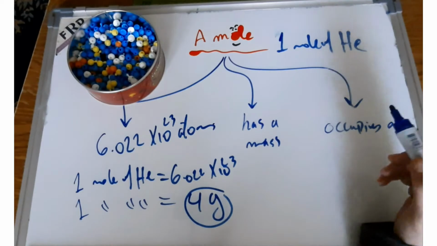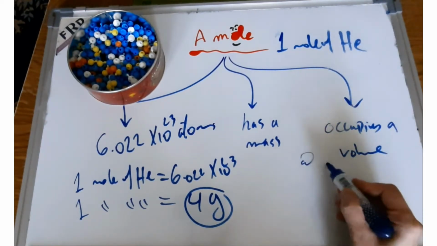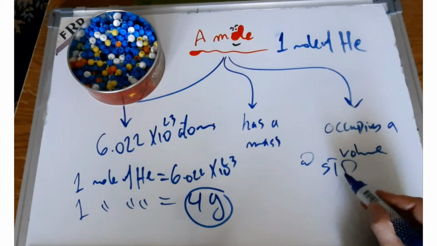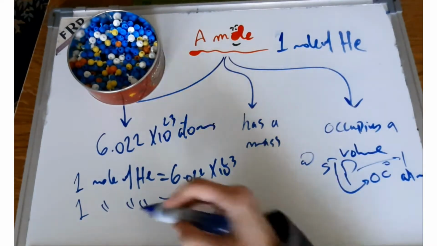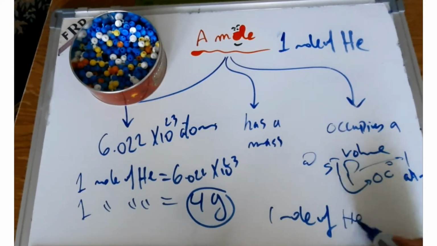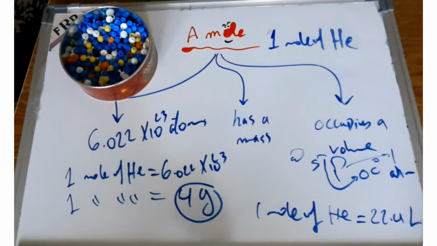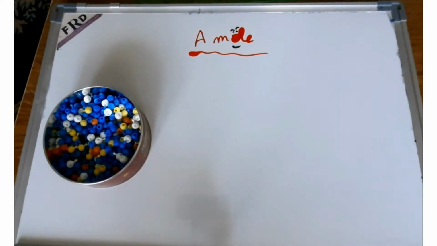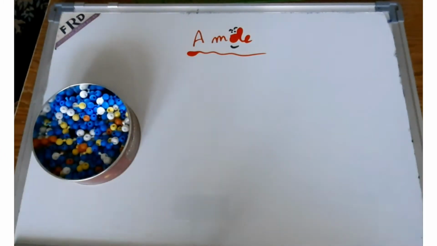And we said a mole occupies a volume. And this volume, of course, is at STP, standard temperature and pressure, and we mean by it 0 degrees Celsius and 1 atmosphere. So one mole of helium equals 22.4 liters or decimeter cubed. Now we have a number of rules that we need to memorize about number of moles, number of molecules, and number of atoms.